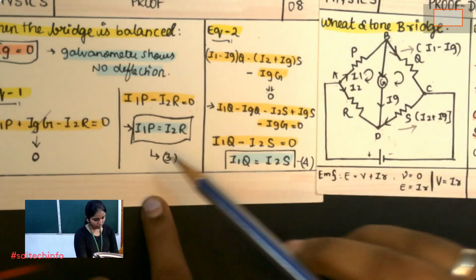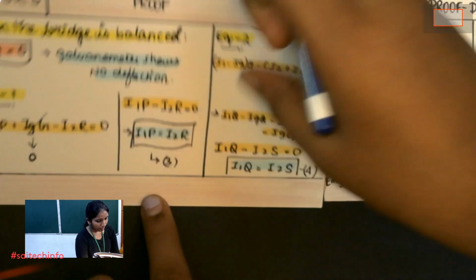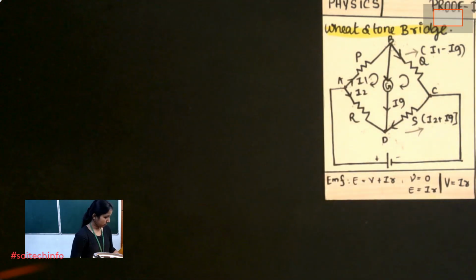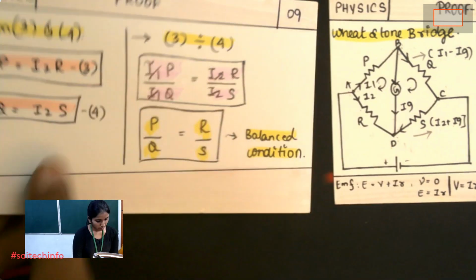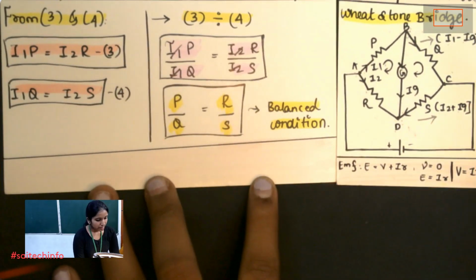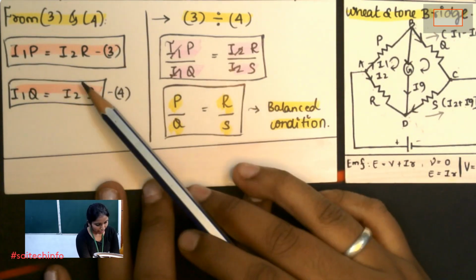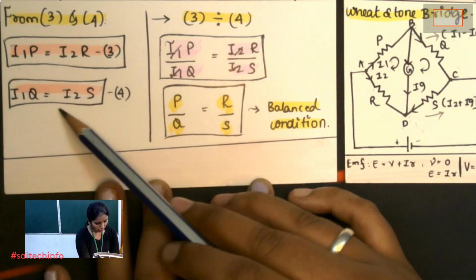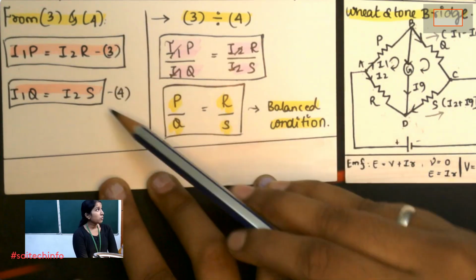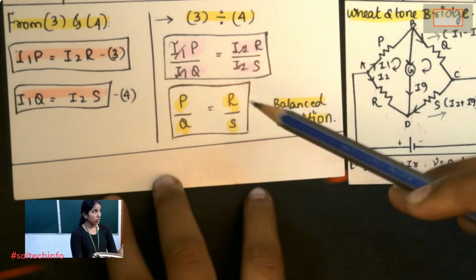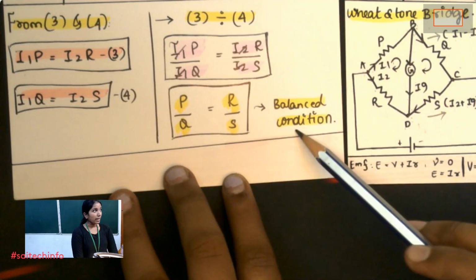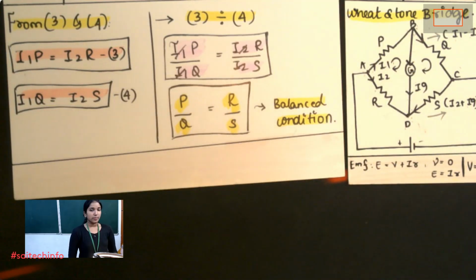So we have the third equation and the fourth equation. From the third and fourth equations, we have I1P is equal to I2R and I1Q is equal to I2S. When we divide them, we get the ratio P by Q is equal to R by S. It is the balanced equation as we saw in the principle before. So this is the proof of the Wheatstone bridge.